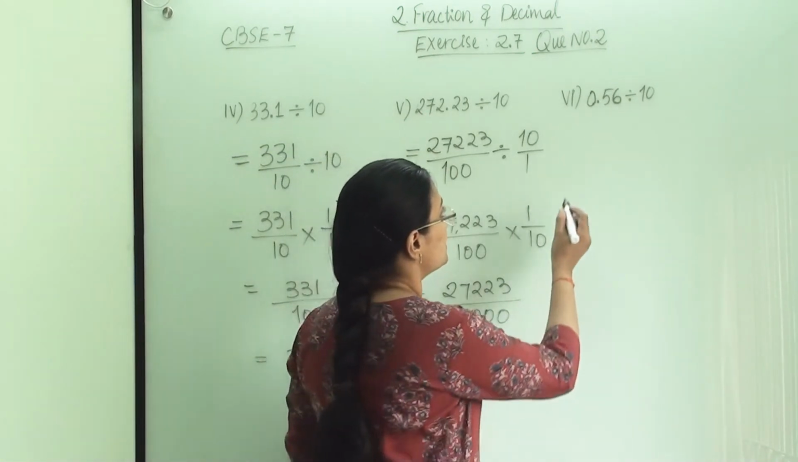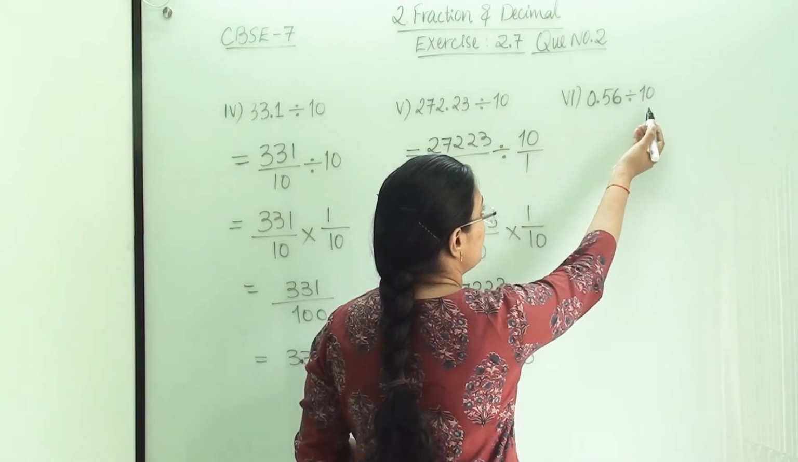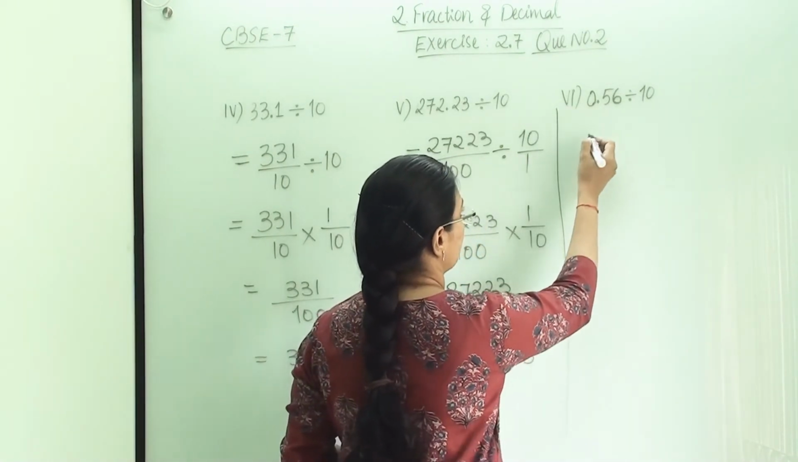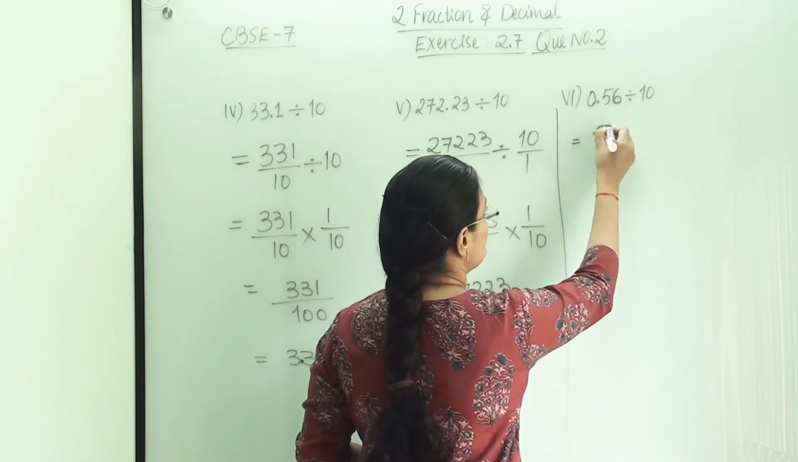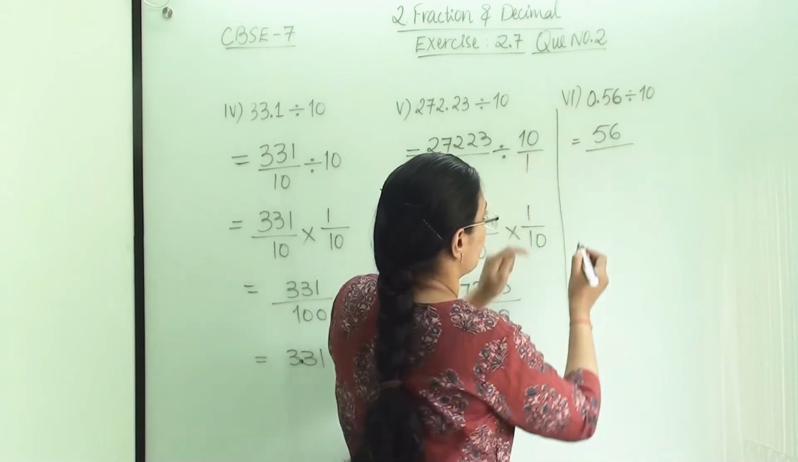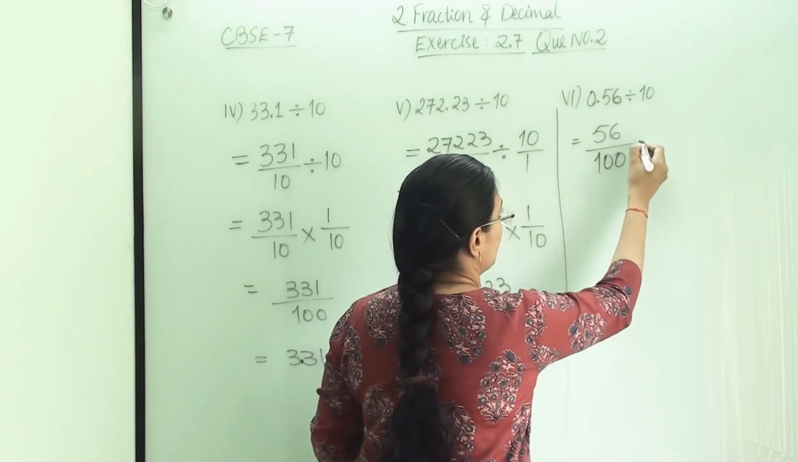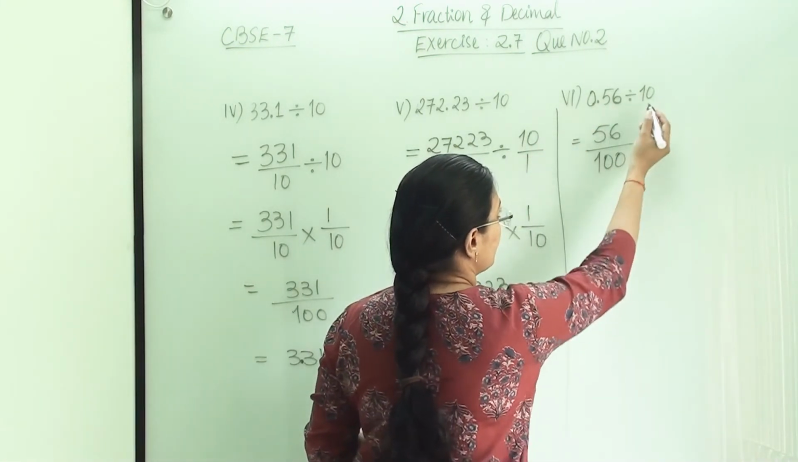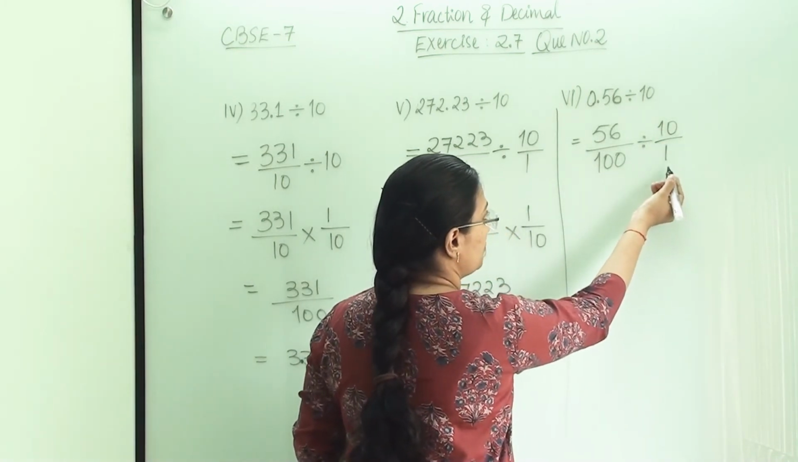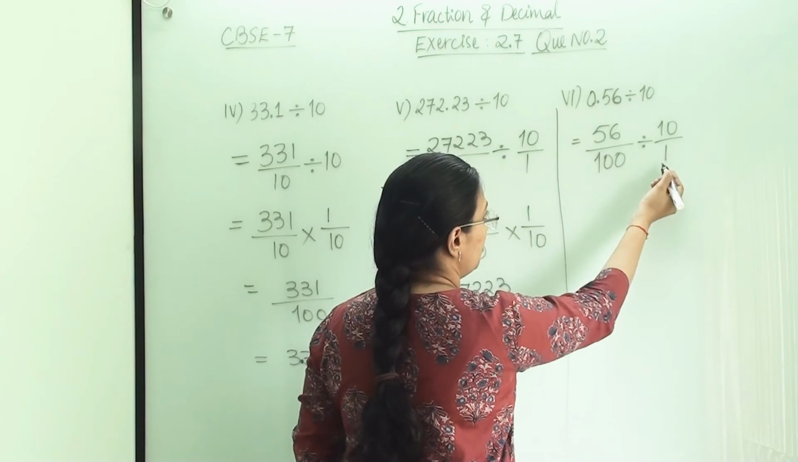Then the next is 0.56 in division with 10. So let us first convert this into its fraction form. That is 56, and after the decimal 2 numbers are there. So 100 will come. Then division sign, and this is a whole number, so 10, and in its denominator 1 will be there because this is a whole number.